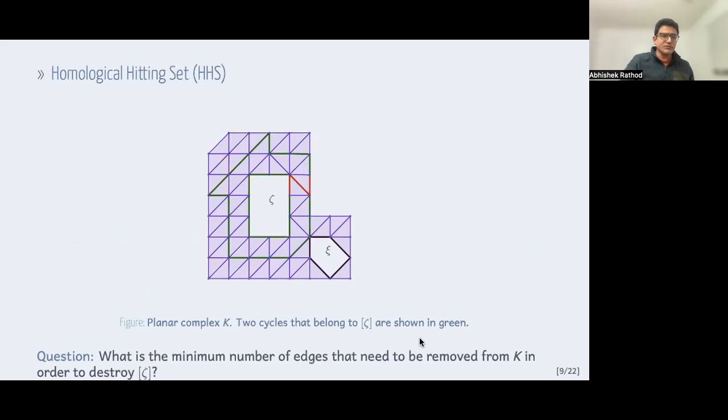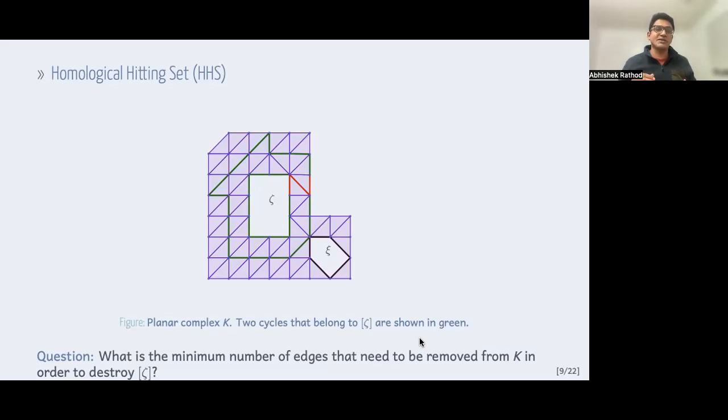All right. So what's homological hitting set? Before I formalize it with a definition, let's once again look at an example. In the example shown in the slide, you have a planar complex K, and two cycles are depicted, zeta and xi. The cycle zeta is depicted in green, but there's another cycle that's homologous to zeta that's also depicted in green. So the question is, what is the minimum number of simplices you need to remove so that the class of zeta is destroyed?